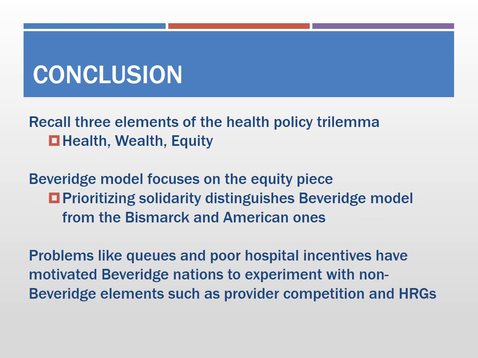Coming to the conclusion of this chapter, recall the three elements of the health policy trilemma that we first described in chapter 15. All health policies are always trying to achieve these three goals: health, wealth, and equity. In the Beveridge models, nations always put the focus on equity. The Beveridge nations promote social solidarity by guaranteeing citizens need not worry about how rich they are if they are sick.